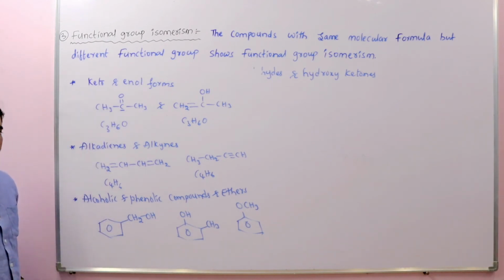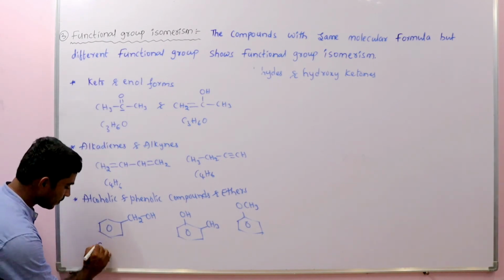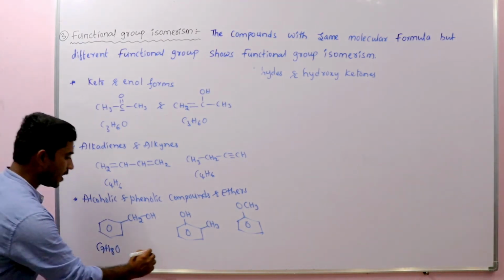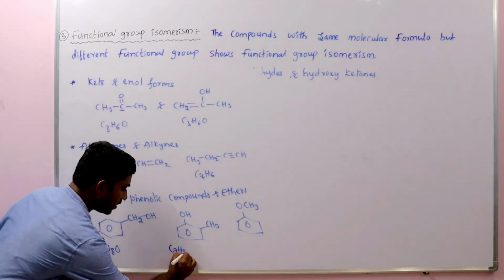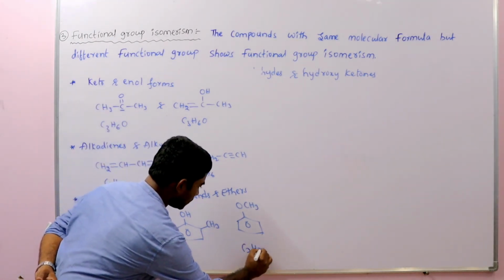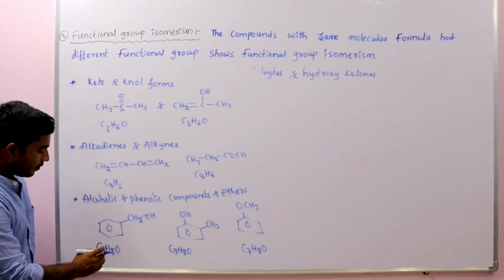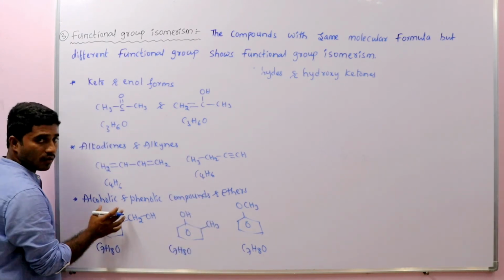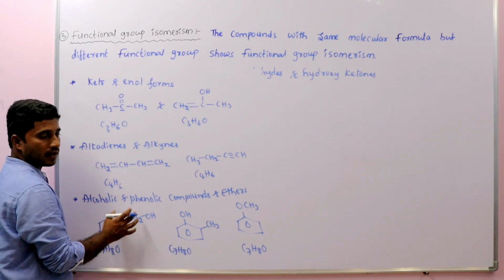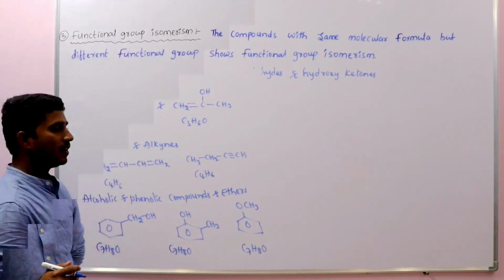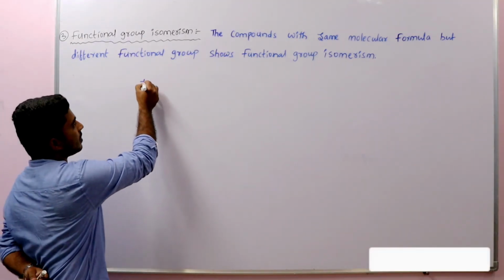In this case the formula is C7H8O. Here also C7H8O. Here also C7H8O. The formula of these three compounds is the same, but the functional group is different. That's why these come under functional group isomers. Let us see the next example.